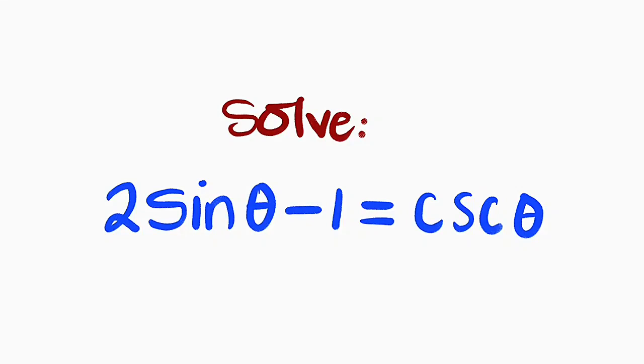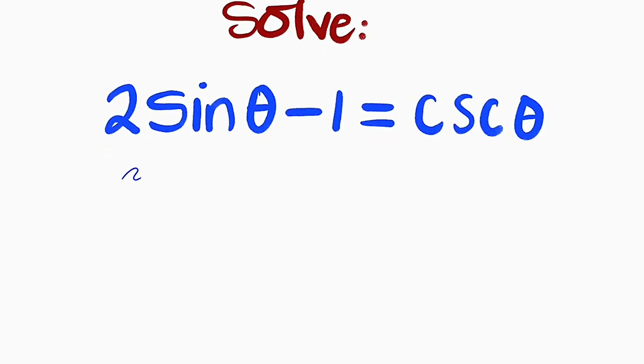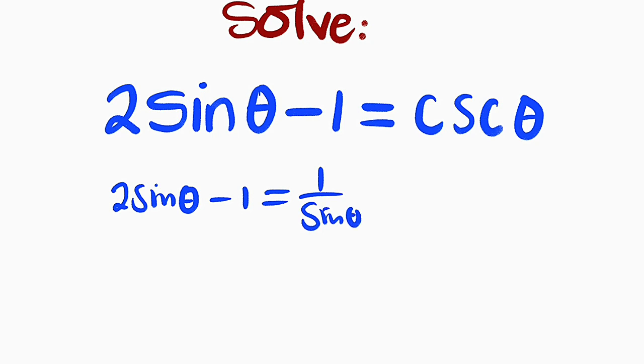Hello, good day viewers. In this tutorial we are going to find a solution to this trigonometric equation, and the equation is 2 sine theta minus 1 equal to cosecant theta. You should know that cosecant theta is just the reciprocal of sine theta, which is 1 divided by sine theta. Therefore we can rewrite this equation as 2 sine theta minus 1 equal to 1 divided by sine theta.